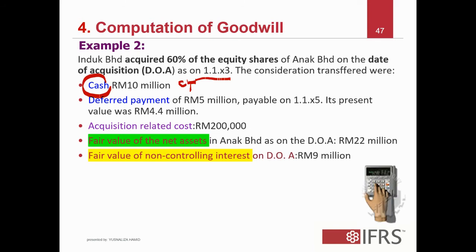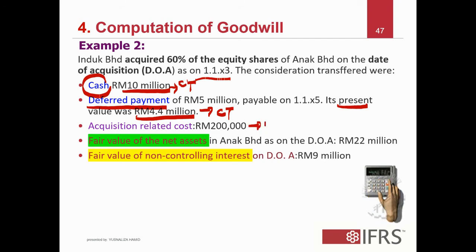and you also involve a liability because you have a deferred payment of 5 million and the present value of the deferred payment is 4.4 million. So the 4.4 million will be included also in the CT and will be together with the cash. CT is consideration transferred, and the acquisition cost of 200,000 must be expensed off. Do not include it in CT.